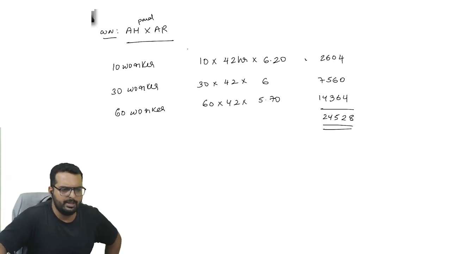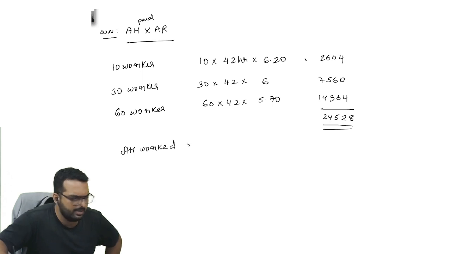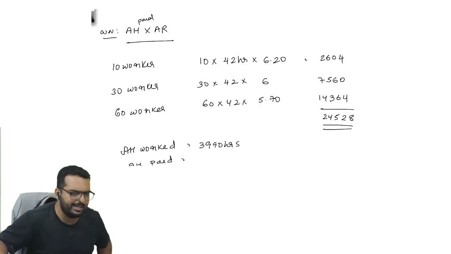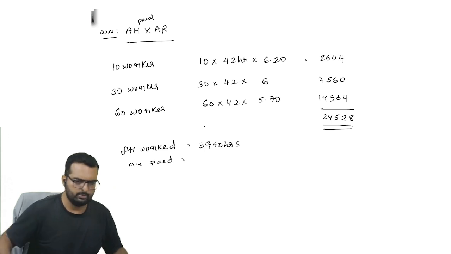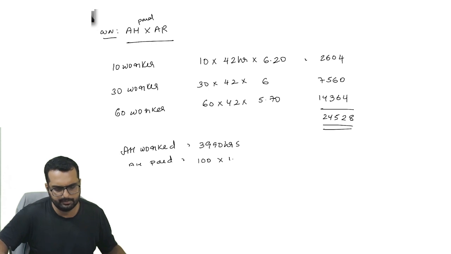It is turning out to be, I'll just write down that also below. Actual hours worked is, as we got earlier, 3990 hours, but the actual hours for which the payment is made is turning out to be 10, 30, 100 into 42. 100 into 42, that is 4,200 hours.